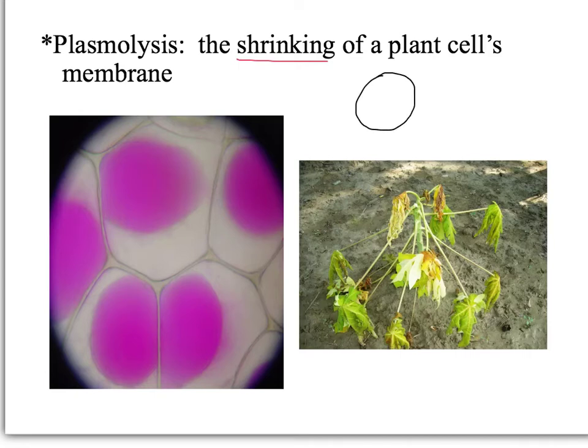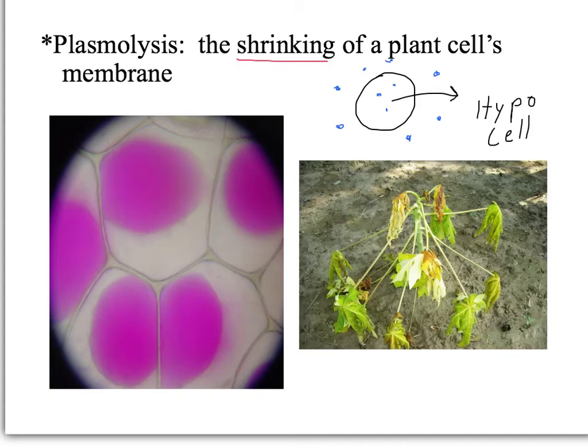Here's our plant cell. The water is going out of it. So what would that mean? That would mean there were more molecules of solute outside of the cell and less molecules of solute inside. That would mean that this is a hypotonic cell. So the cell itself has less molecules of solute in it, so water is going to leave the cell to fill up the environment around it.